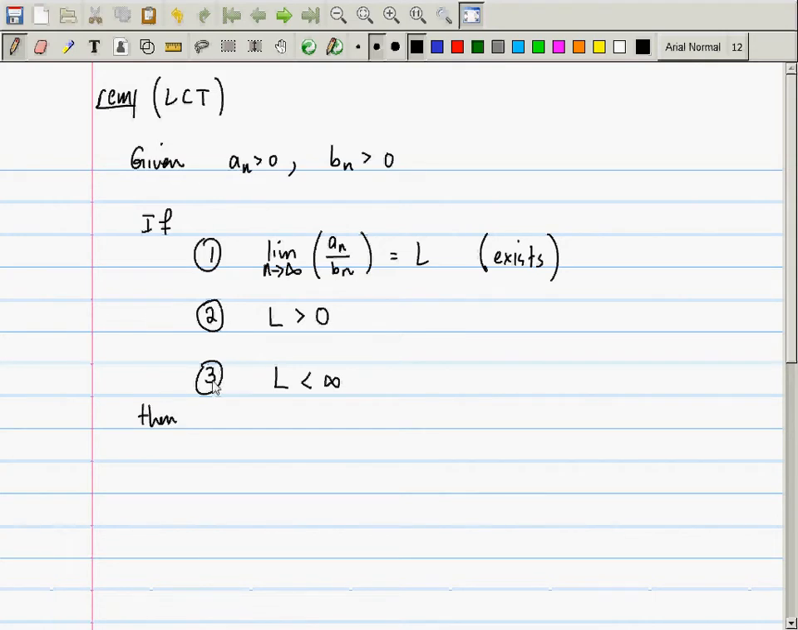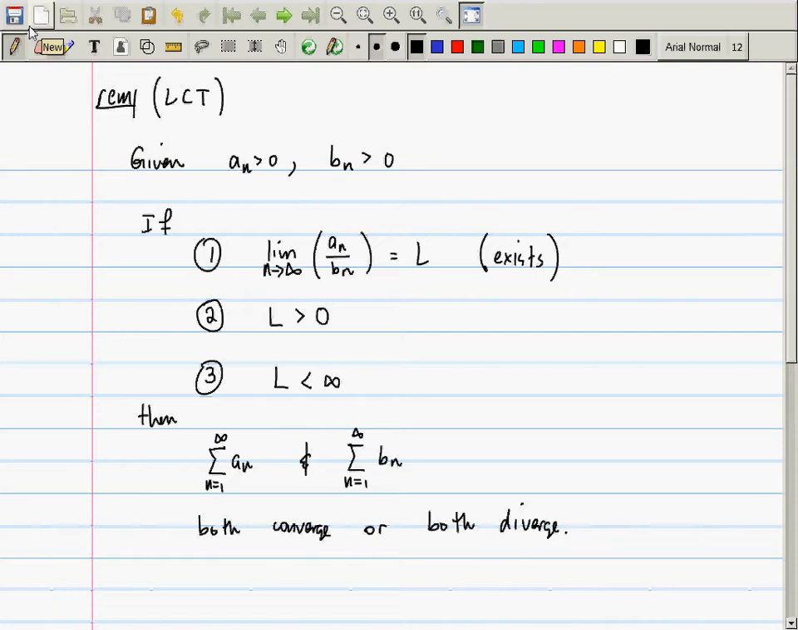So the conclusion is then, the sum from n equals 1 to infinity of a_n, and the sum from n equals 1 to infinity of b_n, both converge or both diverge. Okay, which kind of makes sense, right? If you have two sequences and they grow similarly, then the corresponding series must have the same kind of behavior. They must both converge, or they must both diverge. Does this say anything about what they converge to if they converge? No, it doesn't say anything.